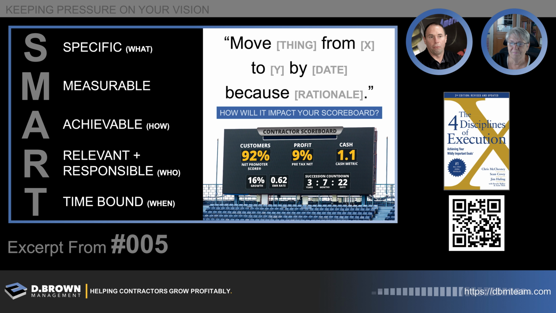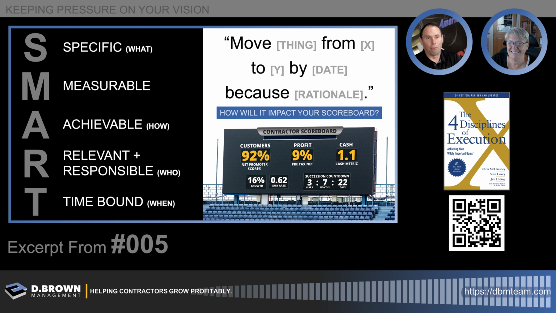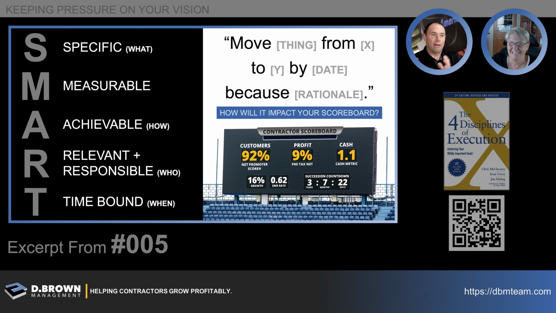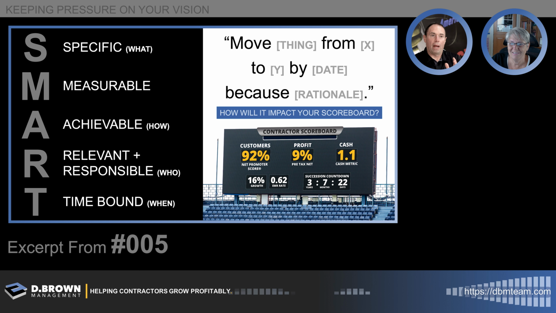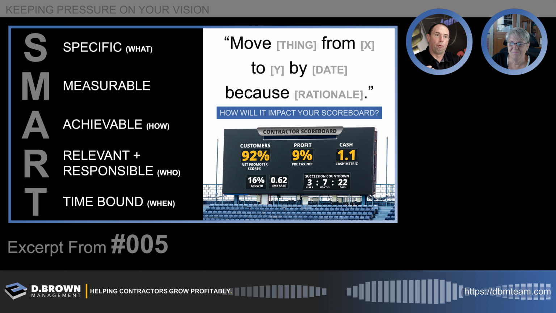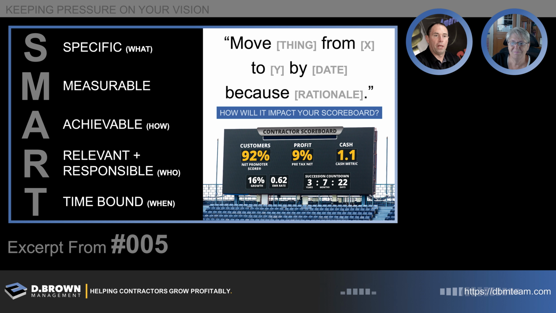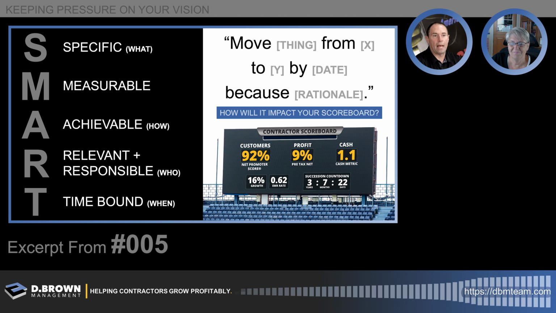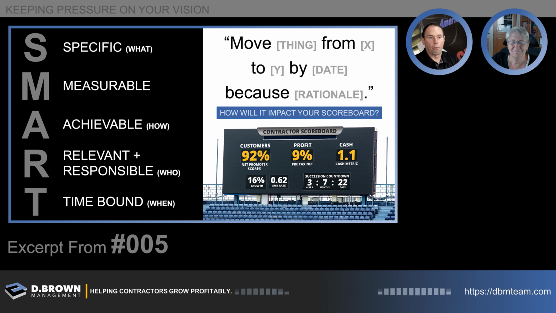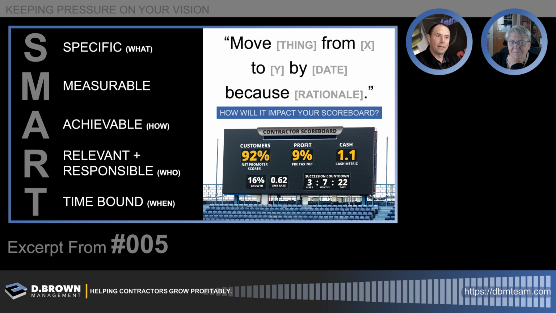And then time bound: when are we going to do it? So your SMART goal will look something like, move this thing from X to Y by this date, and because of, and outline what the rationale is, because that helps other people really understand it. A lot of times, try to tie it to how it will impact our scoreboard or our strategy, and it should impact both our scoreboard and our strategy. So that's the SMART part.